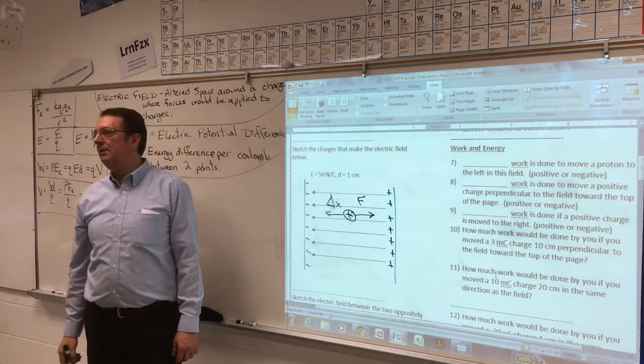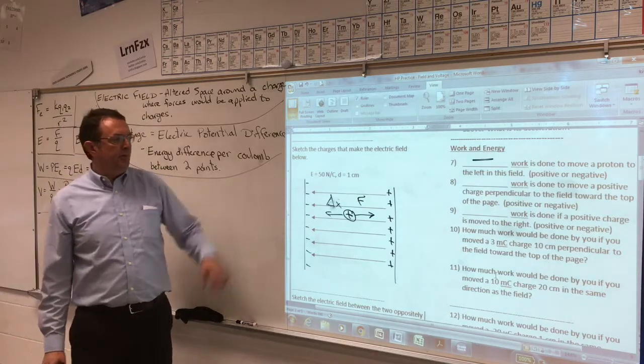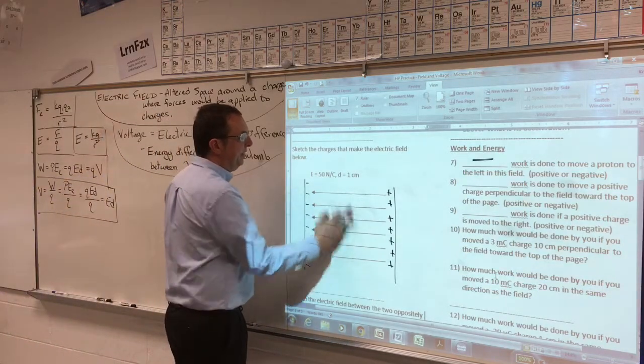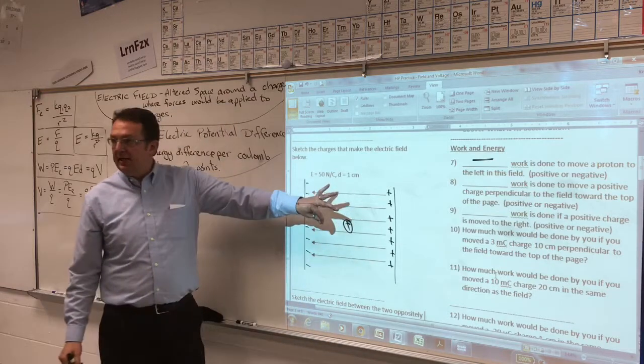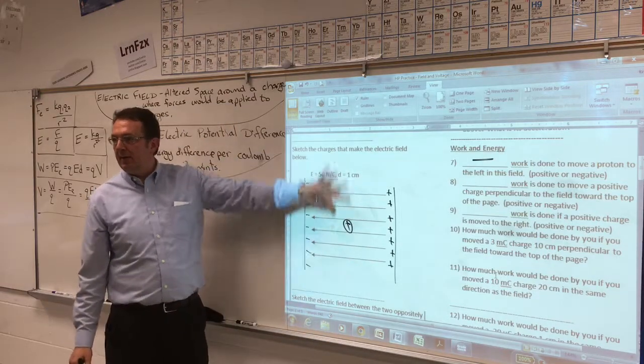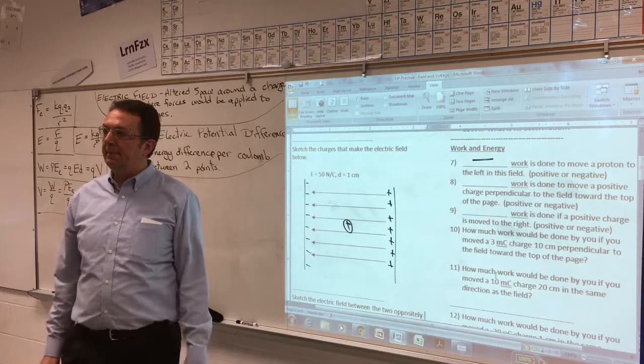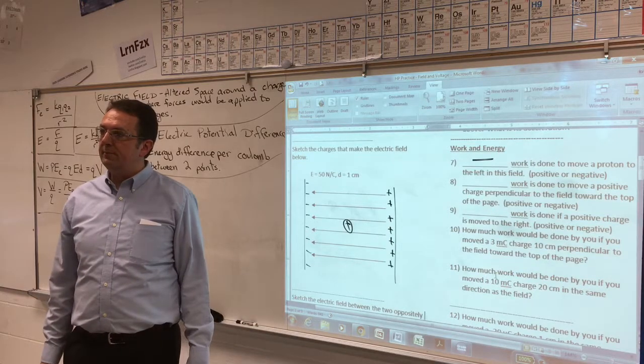And so, negative work. Move a positive charge perpendicular to the field. So in this case, I'm going to take the positive charge and move it in this direction. Just that way or that way. Claire? Why was the force negative though? Because wouldn't it be drawn to the left?